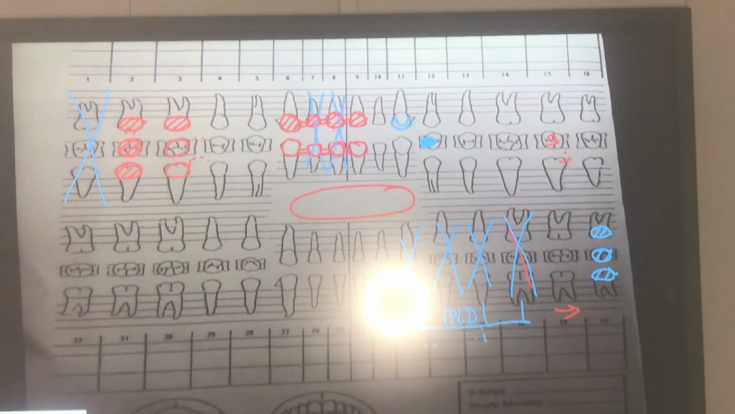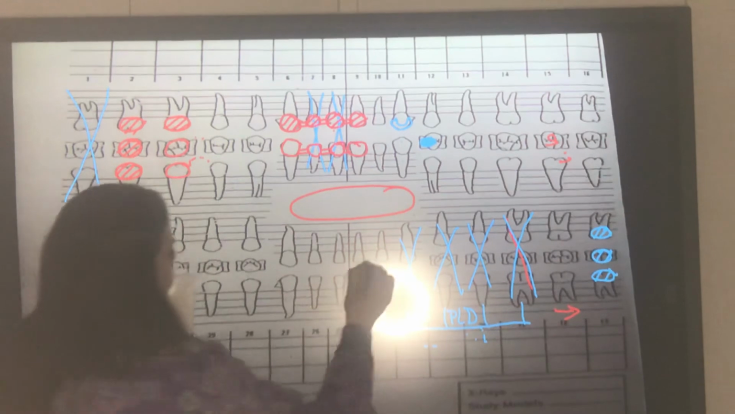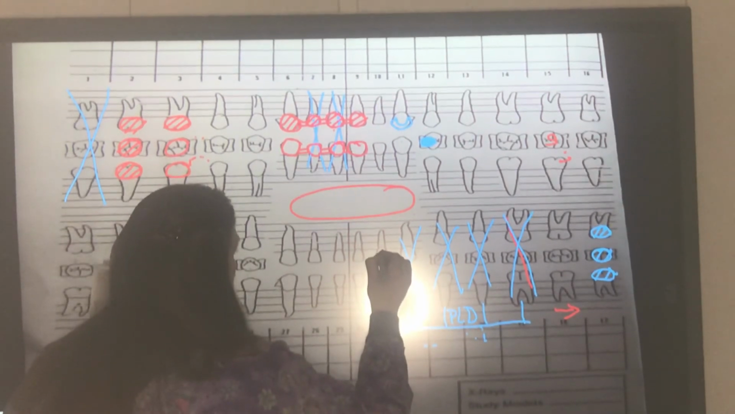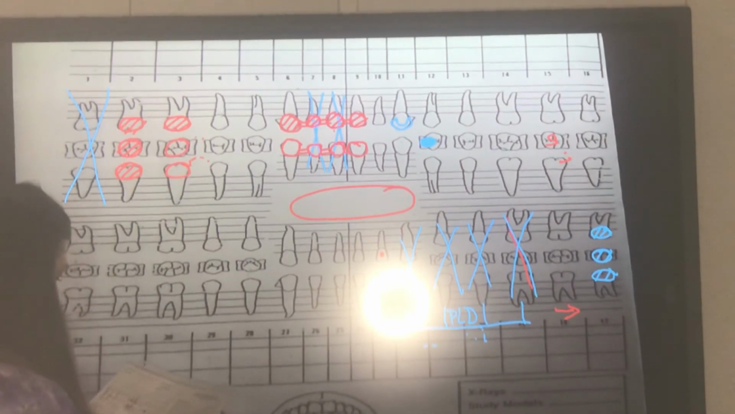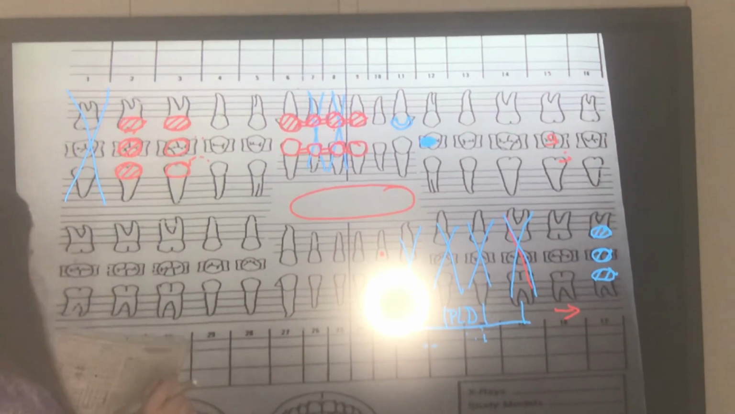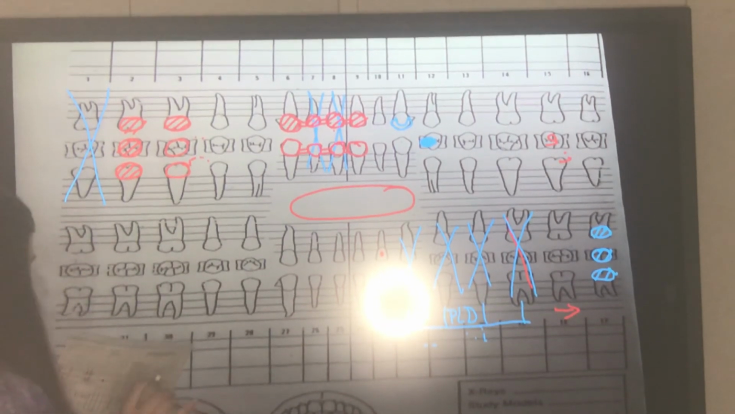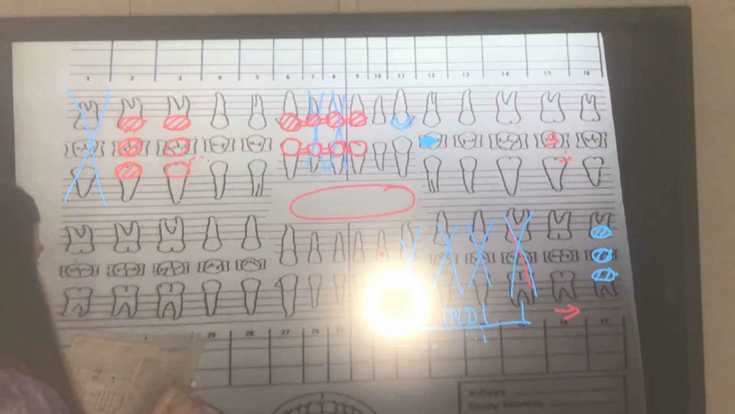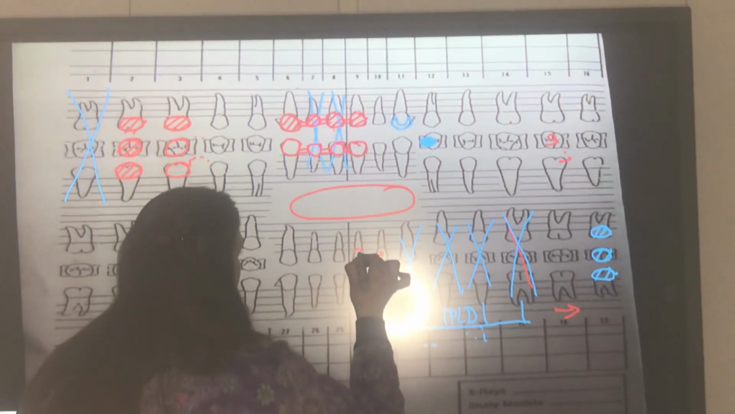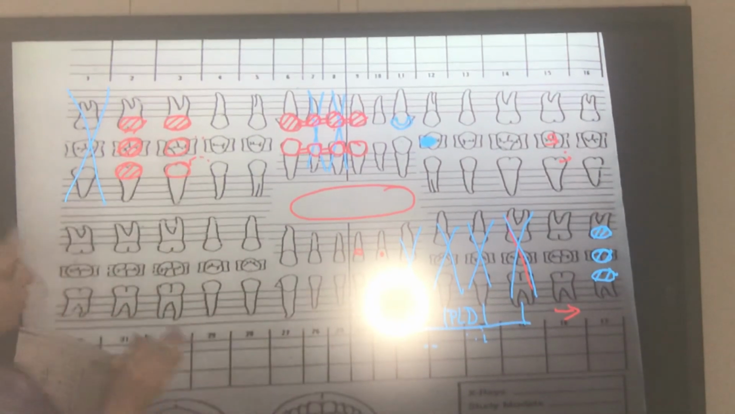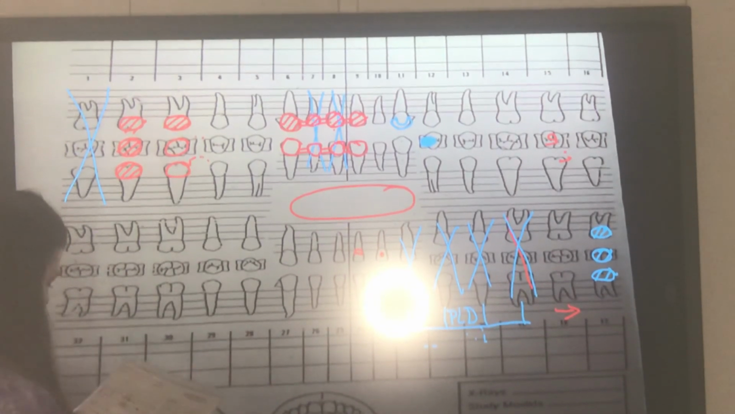Tooth number 23 has lingual decay. So we are going to put a little spot back there, lingual decay. Tooth number 24 needs a class 5 lingual composite. So a class 5 would be like this. So towards the gingival third of the lingual surface of the tooth.